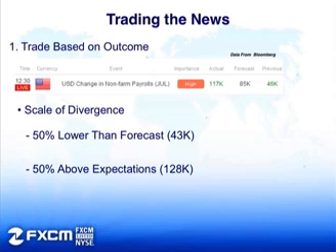And again, when we take a look at our scale of divergence, again, 50% lower, we would have looked for a 43 print, but we saw a better than expected print, not all the way there at 128K, but still, it was fairly positive. So what we get from this data is we would look for a bullish US dollar reaction, in essence of the positive development here. But taking a look at the price action here.